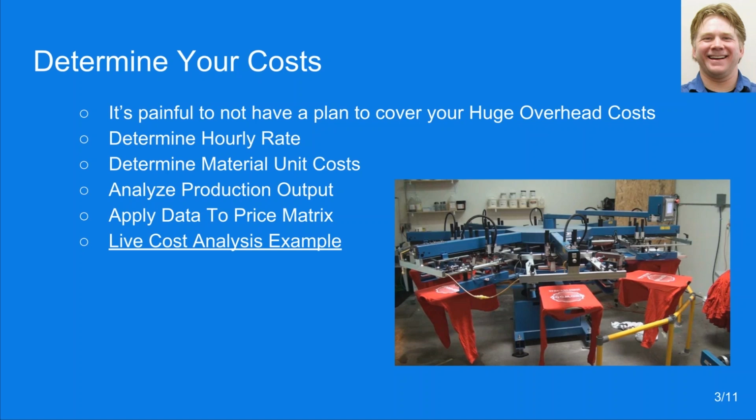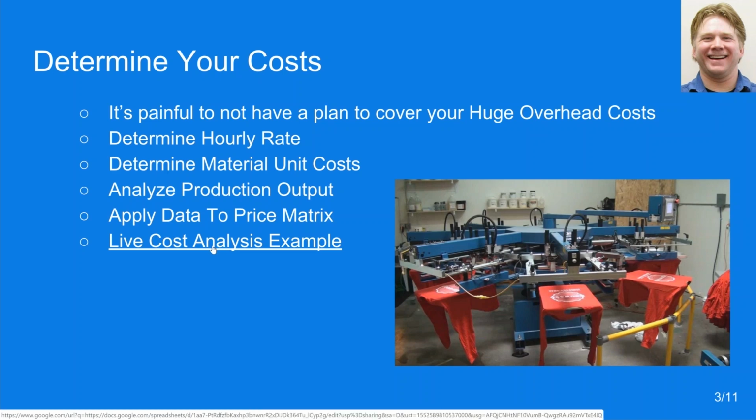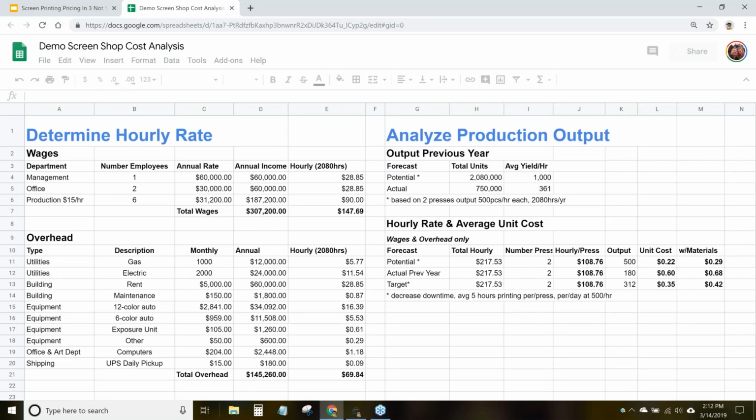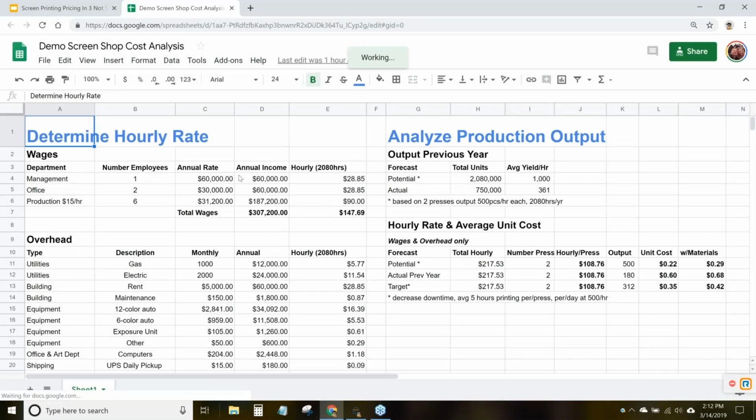So what we're going to end up going into here is, I hate to say it, kind of a boring spreadsheet. And we're going to look at determining your hourly rate, your material costs, analyzing your production output, and then applying that data to a price matrix. So I'm going to click to a spreadsheet I set up. And first we'll just go through each little section here.